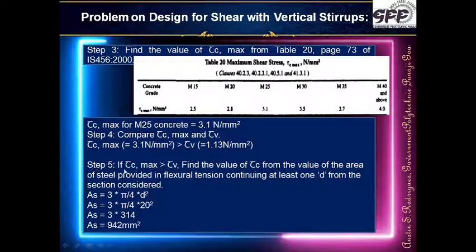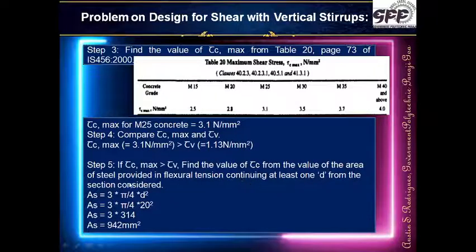Step number 5, if tau c max is greater than tau V, find the value of its own capability tau c from the value of area of steel provided in flexural tension continuing at least one effective depth from the section considered. So suppose if I am considering it at any other point, that is the amount of steel I have to consider.